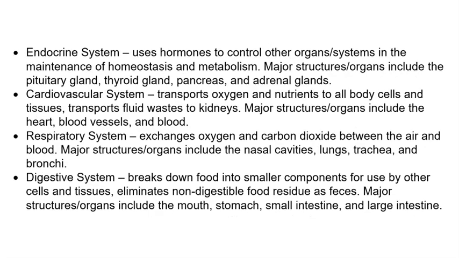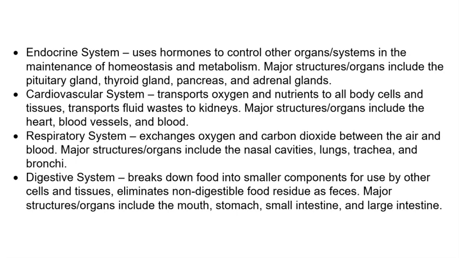Next, we have the endocrine system, which is the second of the major organ systems that controls homeostasis. The endocrine system uses hormones to control other organs and other organ systems within the body, and it also maintains metabolism as well. Major structures or organs of the endocrine system include the pituitary gland, the thyroid gland, the pancreas, and the adrenal glands.